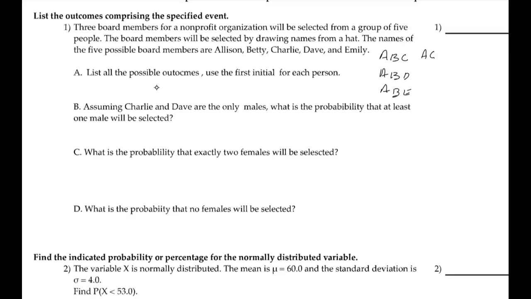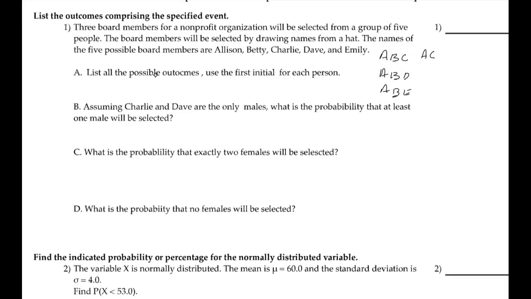Because in this particular problem, we are just selecting from a group of 5. It doesn't matter the order that we are selecting them in. And that's an important piece to remember. If we were drawing names for president, vice president, and secretary, that would be a little different. A, B, C and A, C, B would not be the same outcome. But we're just doing a sample space, which means the order doesn't matter. So A, B, C and A, C, B is the same thing.